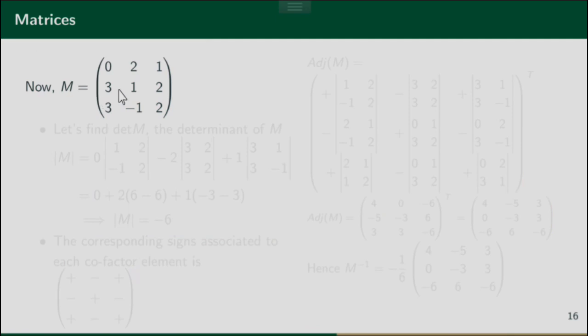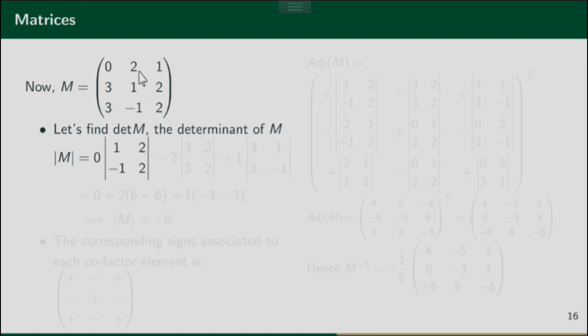Now, let us start by finding the determinant of this matrix. The determinant of M is equal to, the first element of the first row over here is 0. So I take 0 and multiply it by its minor determinant. So how do we obtain the minor determinant of 0? I cross out the column and the row where 0 is. Then I'll have this resulting matrix, which is 1, 2, negative 1, 2. So I'm finding the determinant of this matrix to obtain the result.